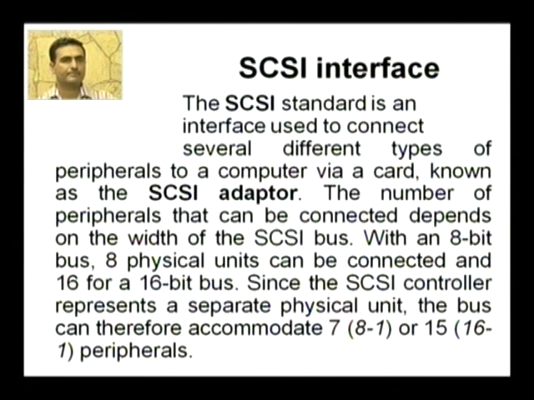The SCSI controller itself represents a separate physical unit. So the total peripherals connected will be 16: one is the SCSI controller plus 15 other peripherals. So the total will become 16 peripherals.